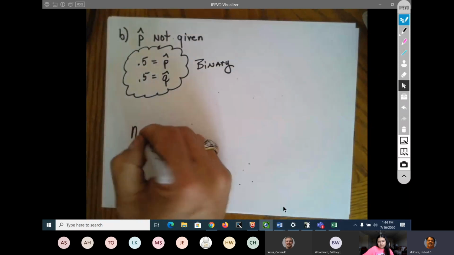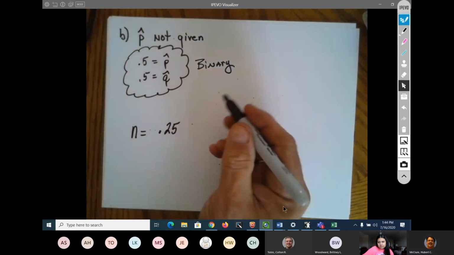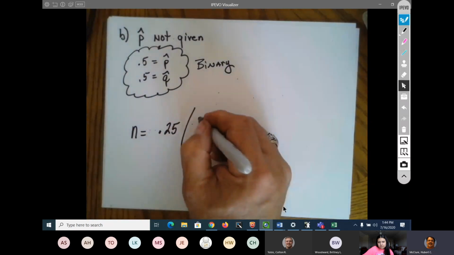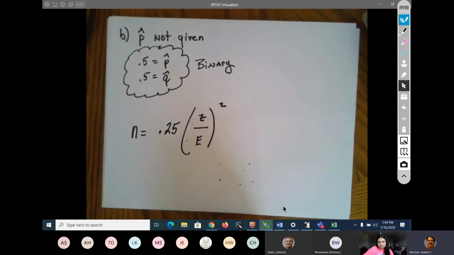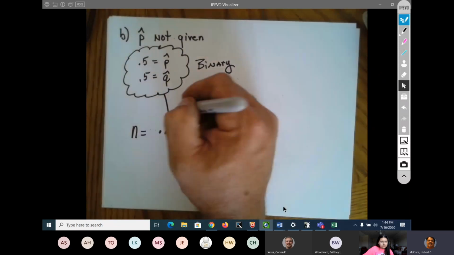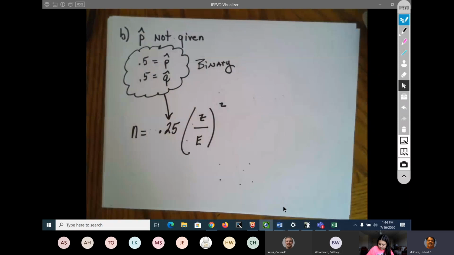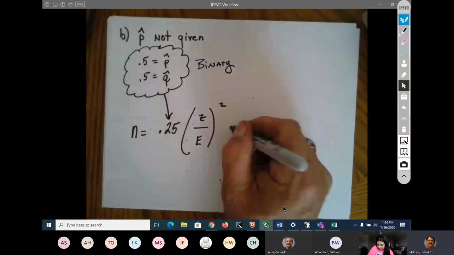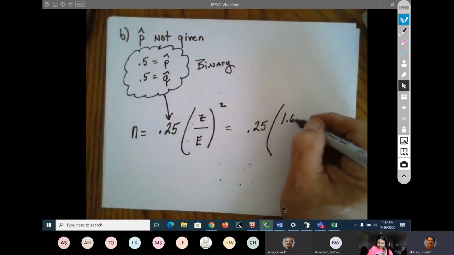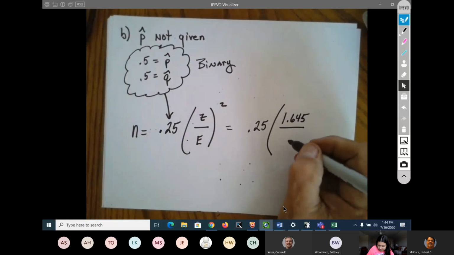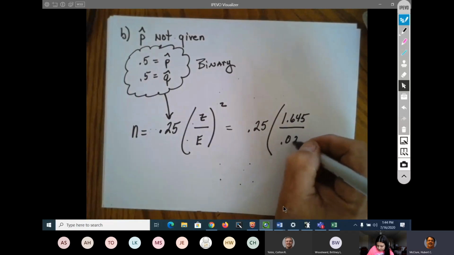It's going to be N is equal to 0.25 times Z over E raised to the second power. And that 0.25 comes from you saying either it's going to be a yes or a what? No. It's either going to be heads or it's going to be what? Tails. It's either going to be I do this or I don't do this. And that's going to give us 0.25 times, what was our Z, 1.645 over 0.02. Somebody crank this out, please.